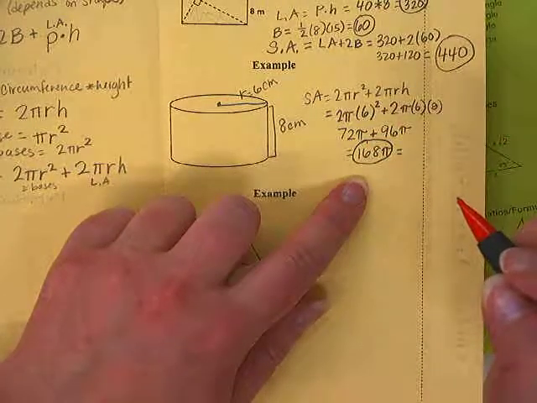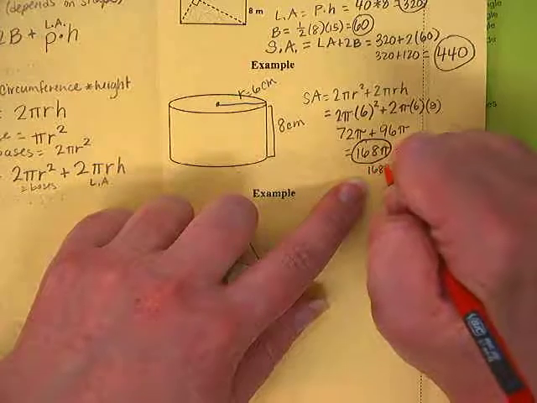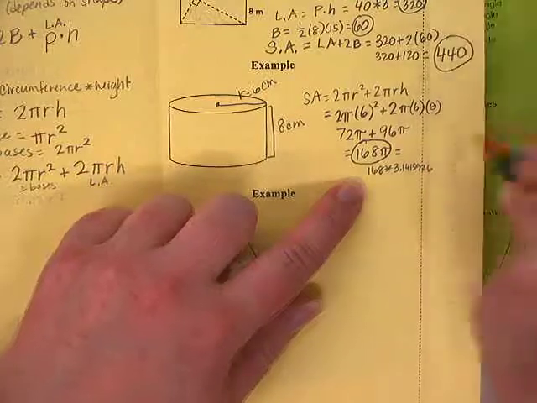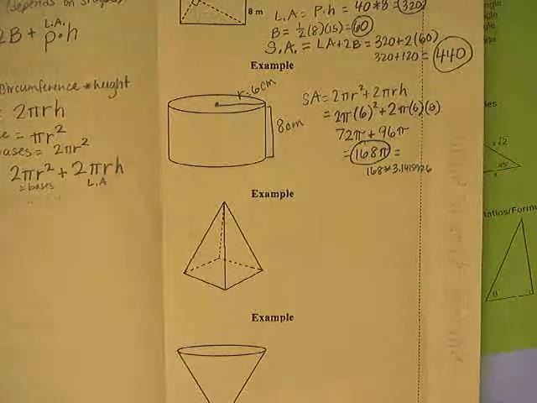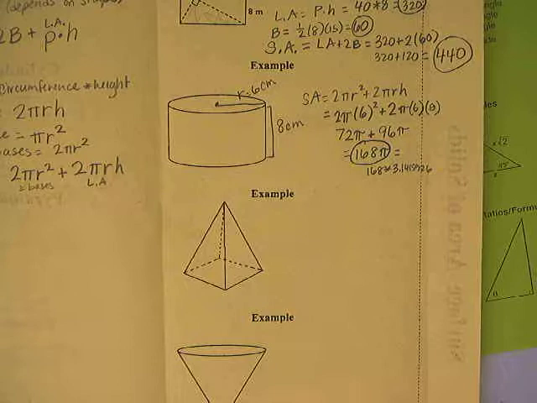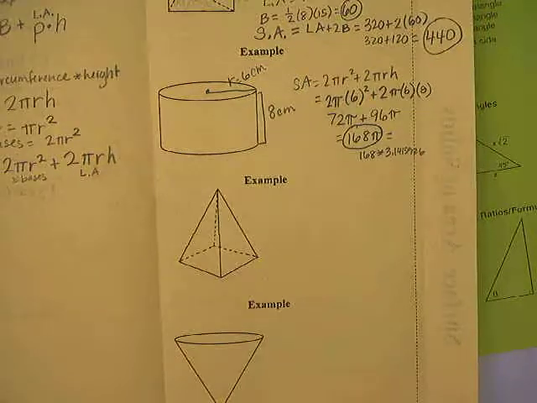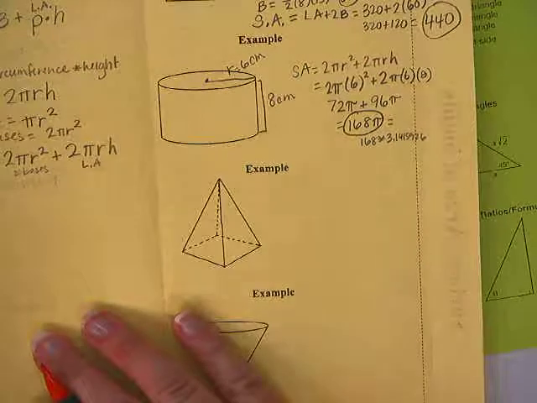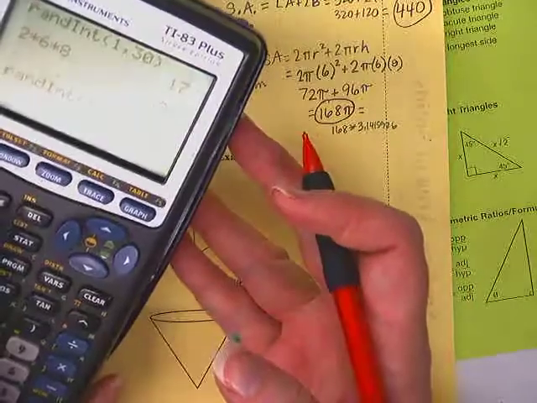Okay, 168 pi. So that's one way to leave your answer in terms of pi. But the last thing I want you to do is actually multiply it in and get your decimal answer by using the pi in your calculator. Okay, so everybody do that for me. Then I'll call someone randomly. You might get picked more than once, so be cautious. If your number comes up again, I'll call on you again.